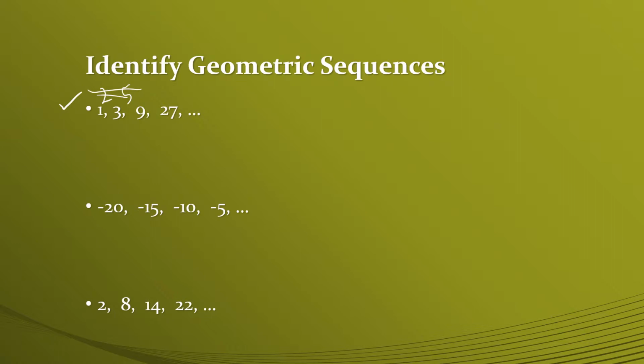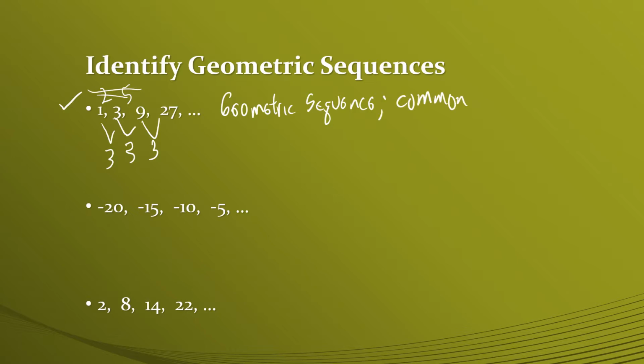But let's see if it's a geometric sequence. When I take 3 and divide it by 1, I come to a ratio of 3, or 3 over 1. Let's take this 3 and multiply 3 times 3. Well, I do in fact come to 9, and I take 9 times 3, and that's 27. And so I'm going to say that this is a geometric sequence. And my explanation is that I have a common ratio of 3. Geometric sequence.